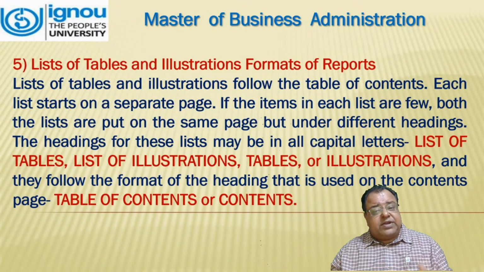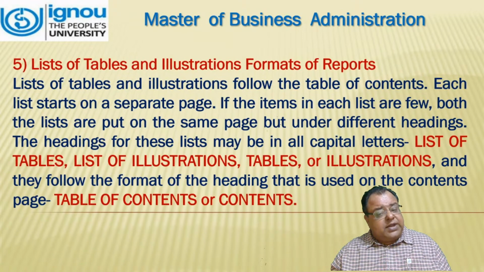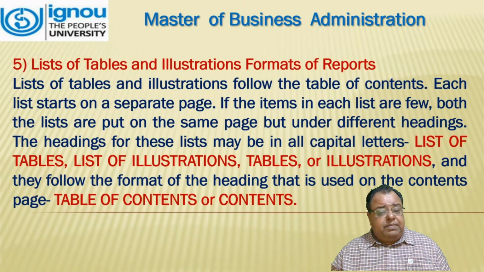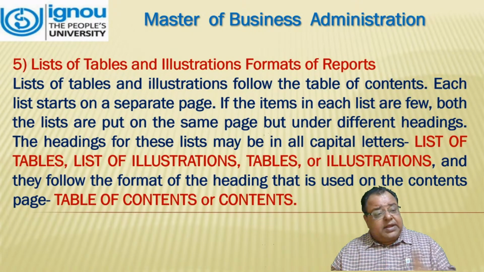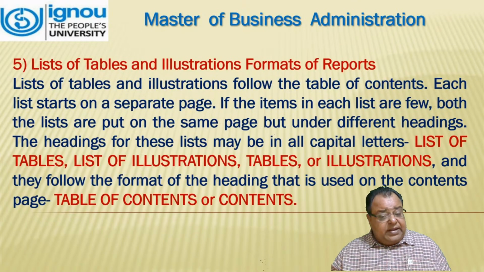List of tables and illustrations. Formats of report. The lists of tables and illustrations follow the table of contents. Each list starts on a separate page. If the items in each list are few, both lists are posted on the same page but under different headings. The headings of these lists may be in all capital letters: LIST OF TABLES, LIST OF ILLUSTRATIONS, TABLES or ILLUSTRATIONS. And they follow the format of the heading that is used on the contents page, that is, TABLE OF CONTENTS or CONTENTS. They are all bold and capital.